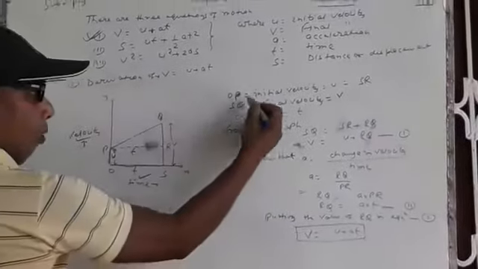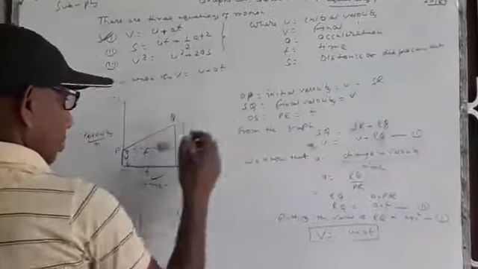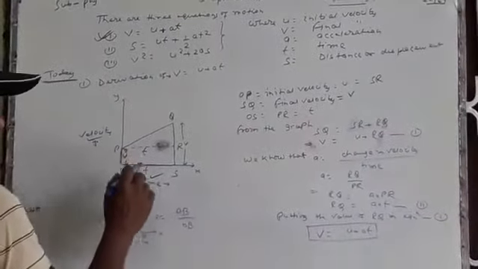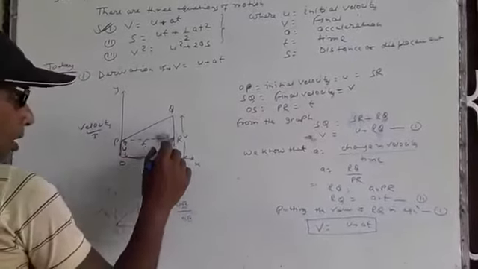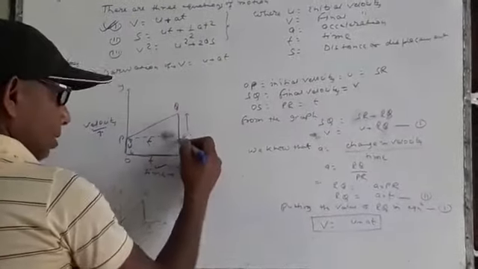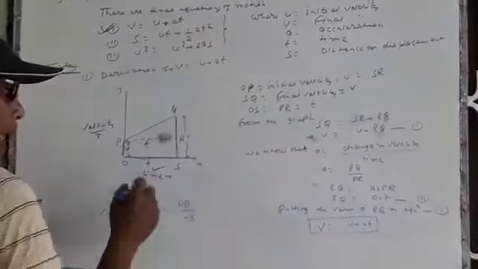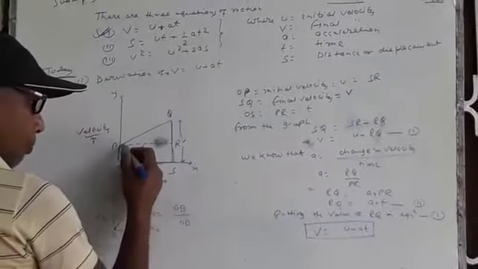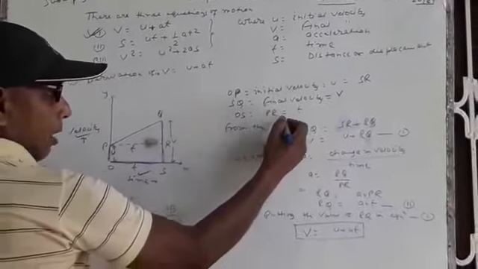This means OP, initial velocity, is equal to SR, because you know that opposite sides are equal in a rectangle. That's why OP equal to SR or RS. SQ, the final velocity, is v, and OS equal to PR, that is time. OS equal to PR equal to t.